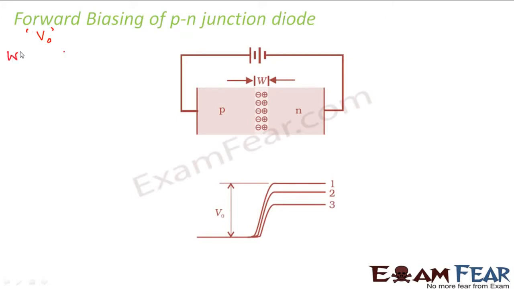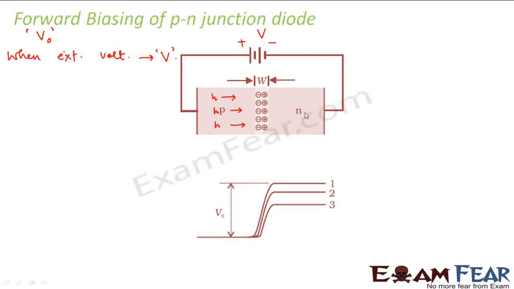Now, when an external voltage is applied, say the external voltage is V, what will happen? This is the positive side, which is connected to P, and the negative side is connected to N. Now when this external voltage V is applied, the positive terminal will repel the holes present in P, because the P side has more holes, and holes are positively charged. So they will get repelled and start moving towards the depletion region.